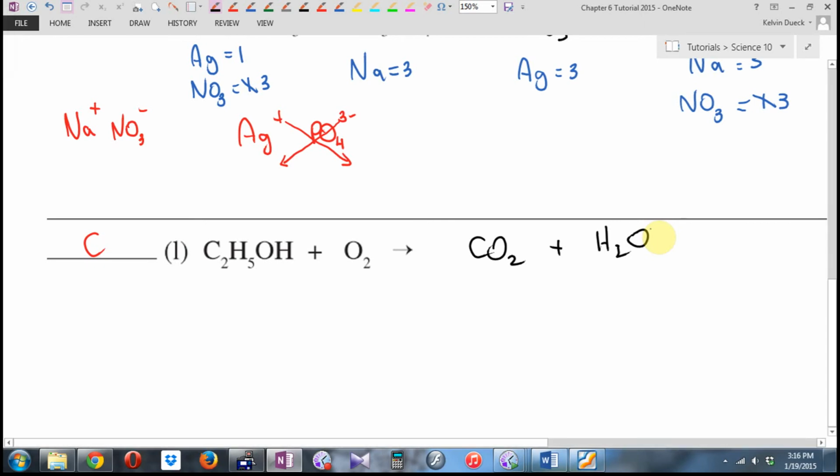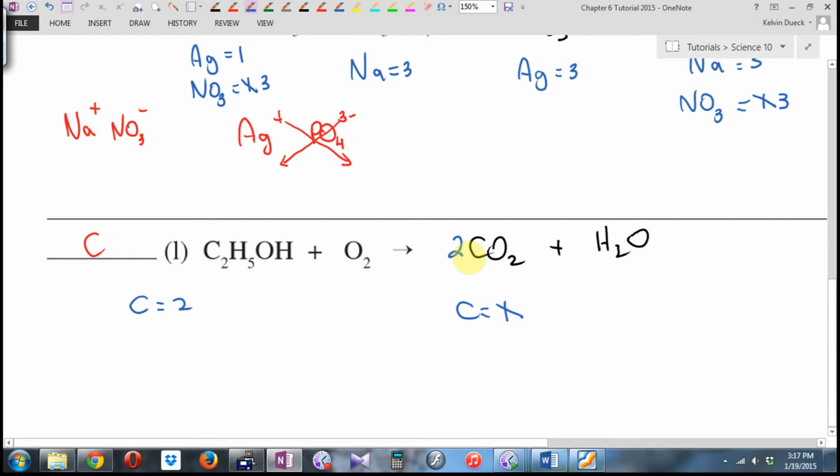This is tough to balance, especially the O's and the H's. So I saved them for last. What are you going to start out with then? How many C's on the left? 2. How many on the right? Right now, 1. So I put a 2 there.